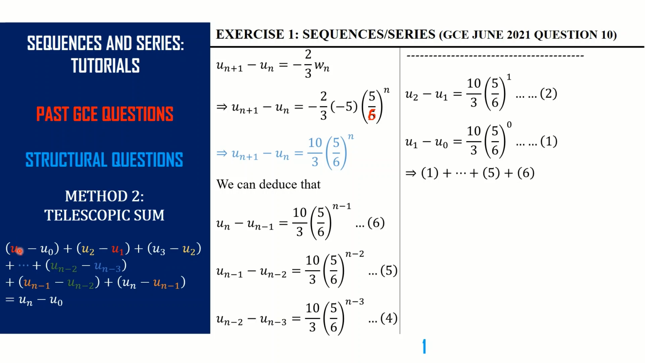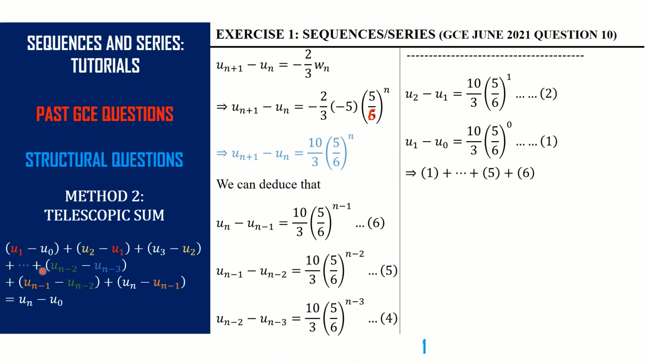This term in red, u1, you see that u1 in the first term is positive, but in the second term it is negative. So since we are adding, it cancels. Now u0 is negative, so you see u0 remains intact because you cannot find u0 in any other term. Now if you go to u2, you see it is in yellow. It cancels with the u2 in the next term. So you see the terms are cancelling out.